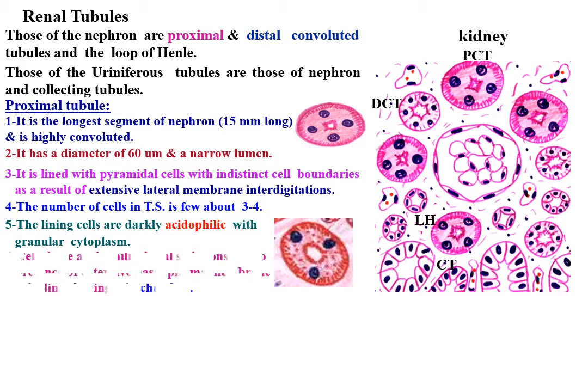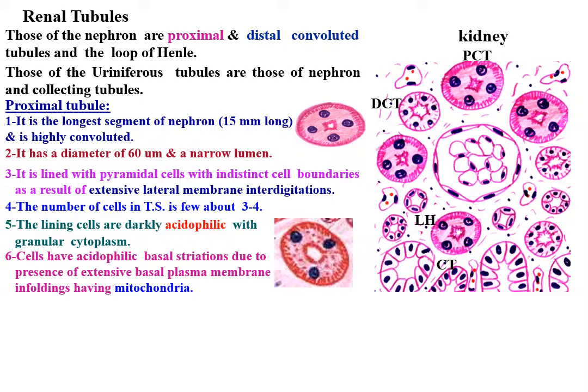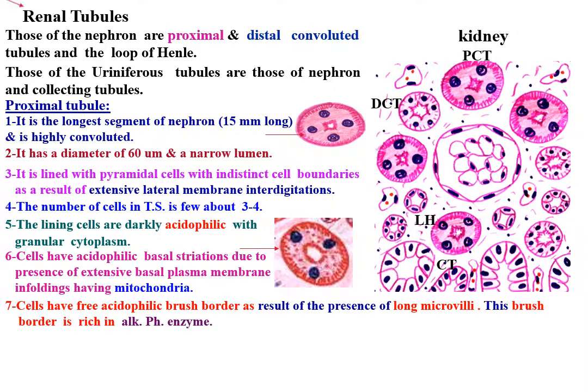The cells have acidophilic basal striations due to the presence of extensive basal plasma membrane infoldings, having mitochondria. The cells have a free acidophilic brush border as a result of the presence of long microvilli. This brush border is rich in alkaline phosphatase enzyme.